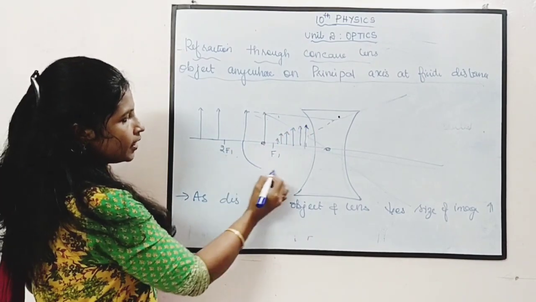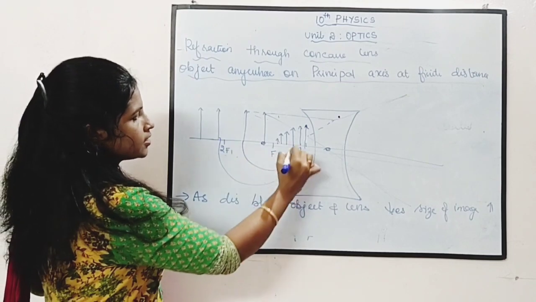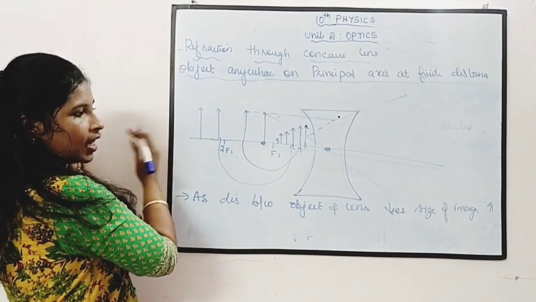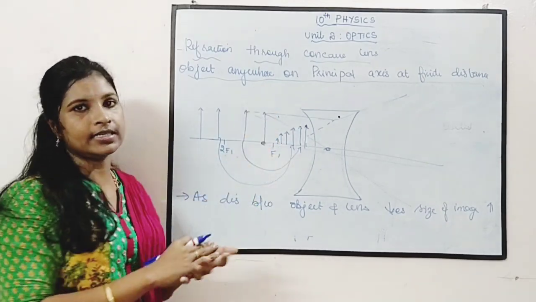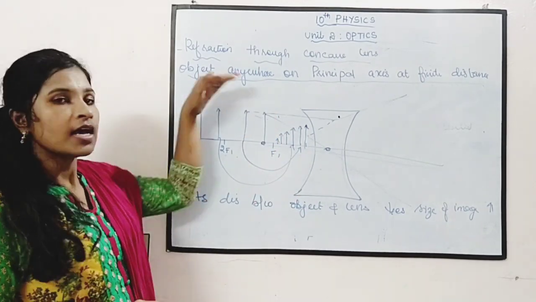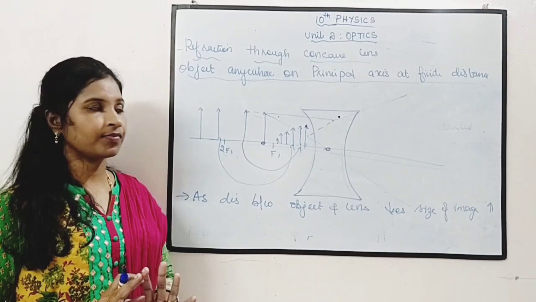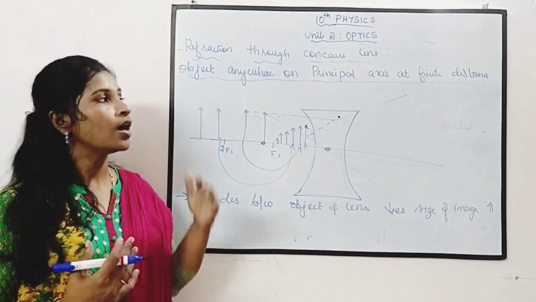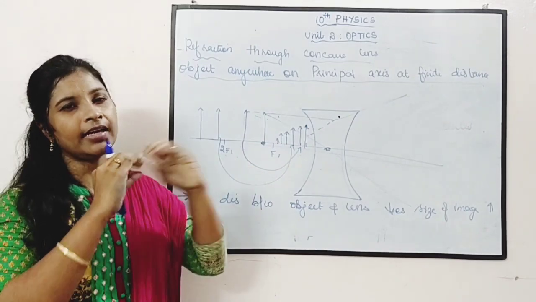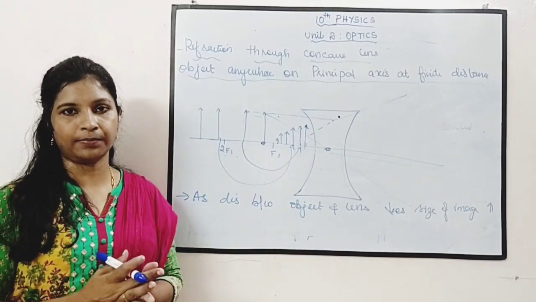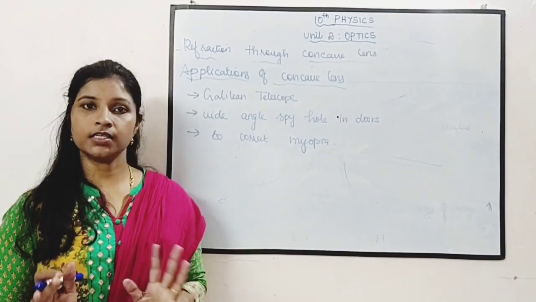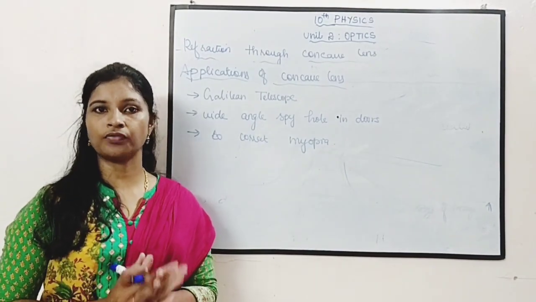So this is the image of this, and this is the image of this. As the distance increases, the size will decrease. Okay, that's all. Only two cases here: when it is at infinity, what happens, and when it is placed at any point at finite distance, what happens. Hope you could understand the image formation in case of concave lens.